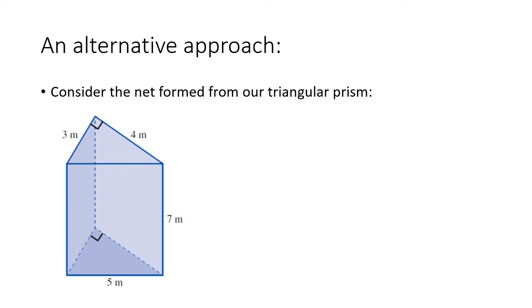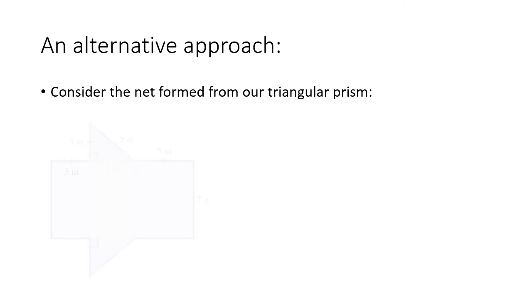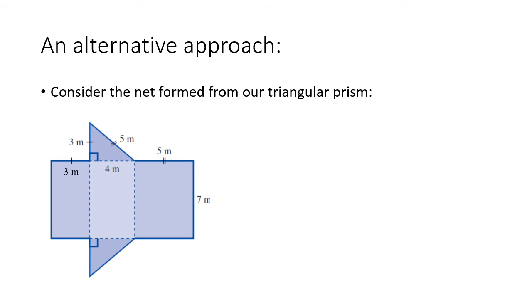Now, what I'd just like to highlight is thinking about the net formed from our prism, and then we're going to ignore the ends, because you always need to find the area of the ends if it isn't given to you in the question. So it doesn't matter what you're doing, you always need to do this. But what I'm suggesting here is that there's another way that we can think about the area of the sides. So we get rid of our ends there, and so what we're left with is a rectangular shape.